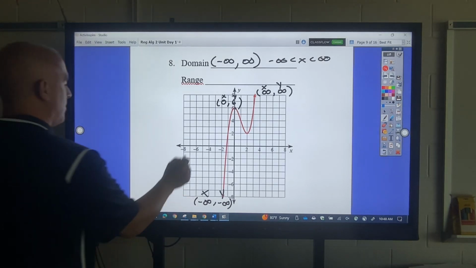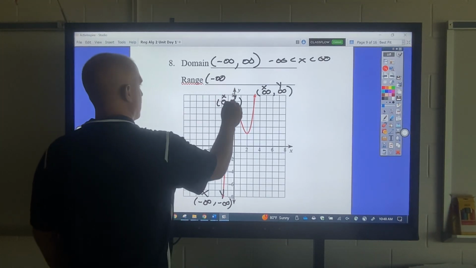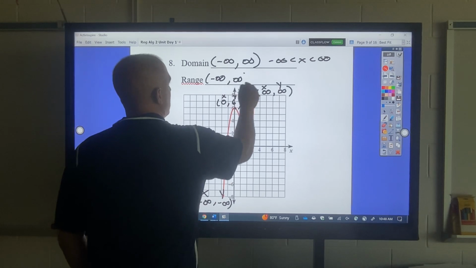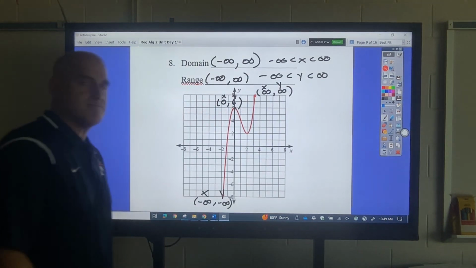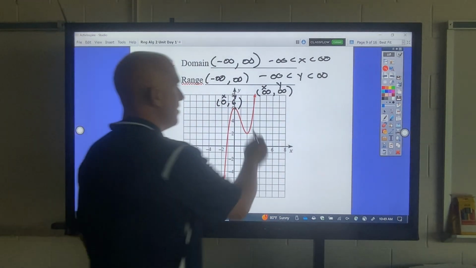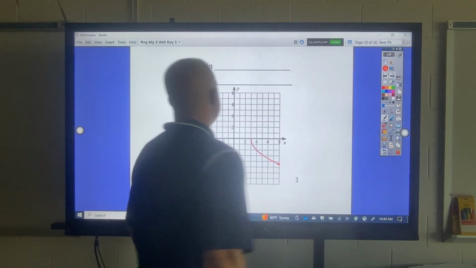Okay, smallest y is -infinity. 6, infinity is also that. So that's also all real numbers. Okay, all right. So either one. If you want to do those, you just got to be able to recognize both.